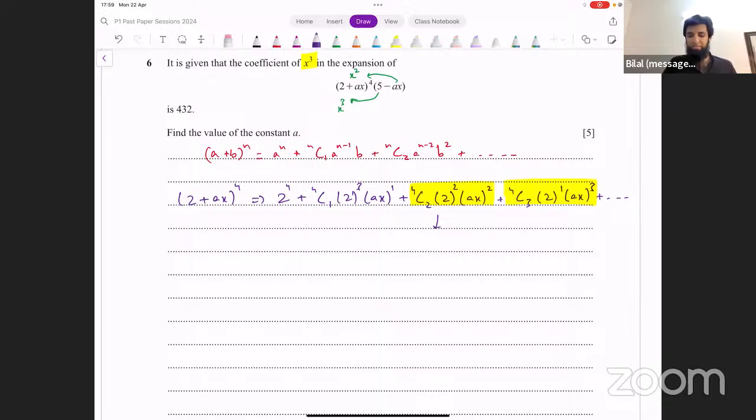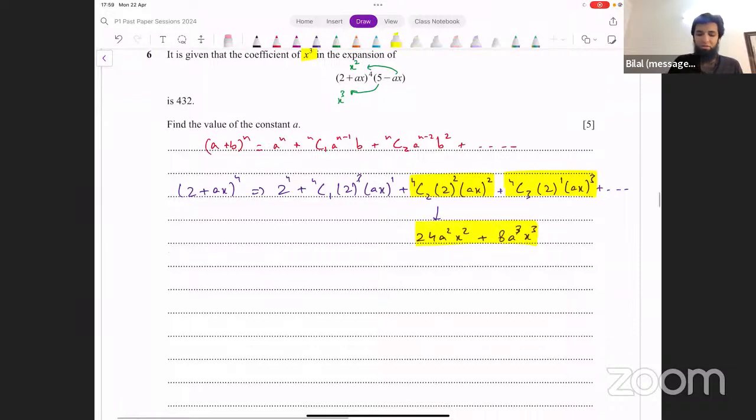4C2, what's that? 6. 6 into 4, that's 24. So this is going to be 24a squared x squared. 4C3 is 4. 4 into 2 is 8. So that's 8a cubed into x cubed. These are the important terms from that expansion.